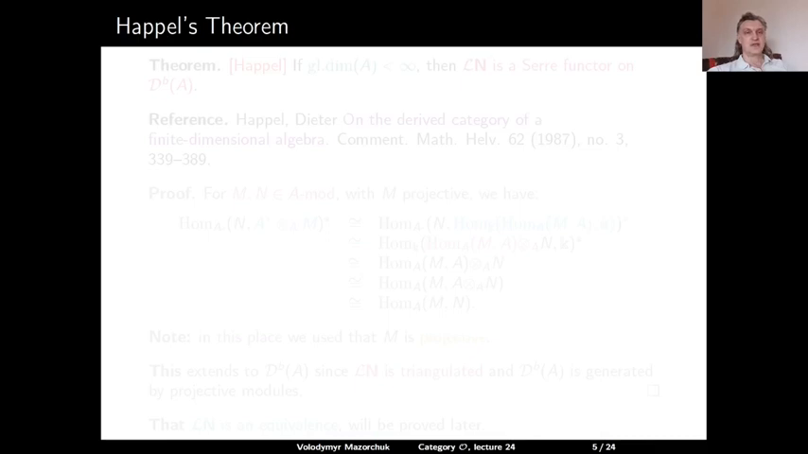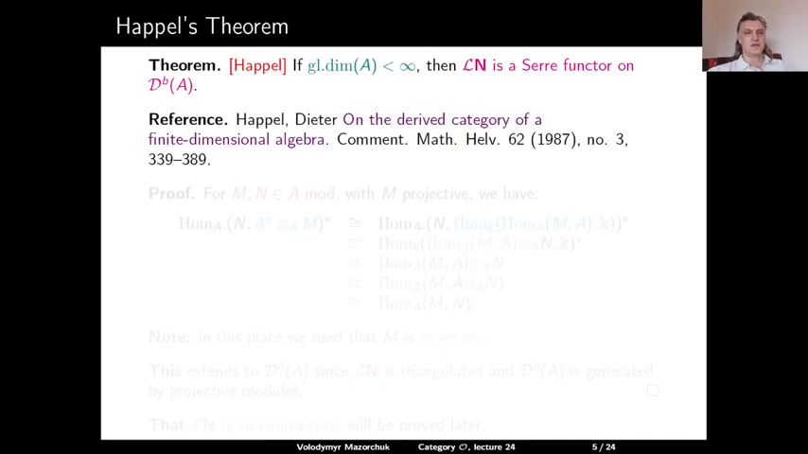The relation between Serre functors and Nakayama functors was established by Happel in the following theorem. If the algebra A has finite global dimension, then the left derived Nakayama functor is a Serre functor on the bounded derived category of A. This was proved in the paper by Happel on the derived category of a finite dimensional algebra from 1987. Let us now discuss the proof.